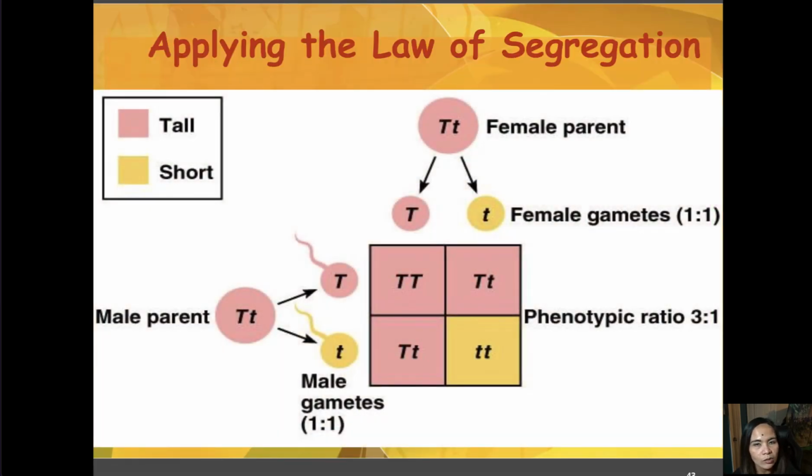Now let's apply the law of segregation. We did that actually in the Punnett Square, wherein the female parent's gametes are segregated on the top part, as you can see here, as well as the male parent's on the left-hand side. And then by the law of segregation, they pair up to produce a phenotypic ratio of 3:1, over here in this example.